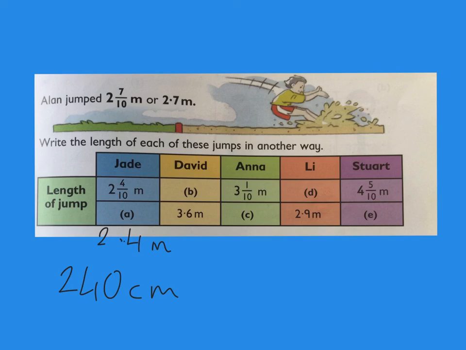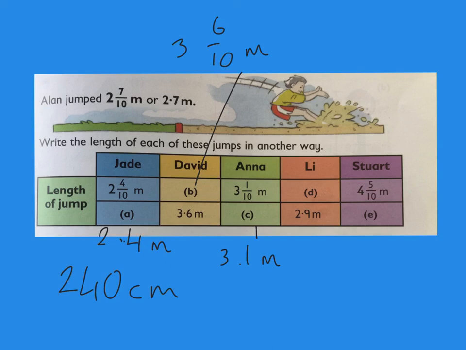Okay, David jumped 3.6 meters. What is that in fraction form? So meters and tenths of meter, it is 3 6/10 of a meter. Okay, Anna then. Anna jumped 3 and 1/10 of a metre, so 3 metres and 1/10. So we know 1/10 is 10 centimetres. So in decimal form it's 3.1 metres. Okay, so now I would like you to pause the video and complete the last two examples on your own.